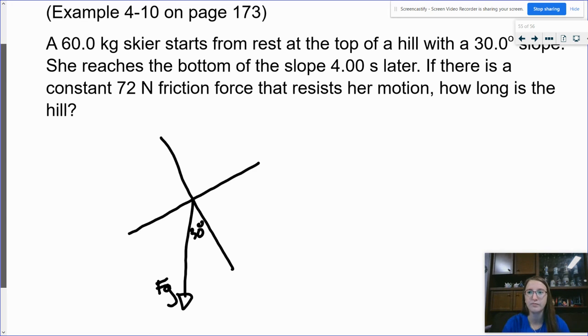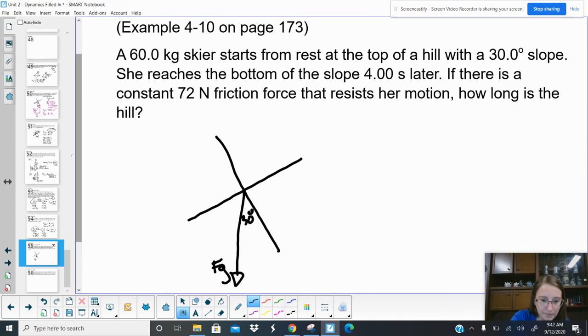Always start there. She reaches the bottom of the slope 4 seconds later. Ooh, this is going to give us a hint. We got to combine some information here. There is a constant 72-degree friction force that resists her motion.